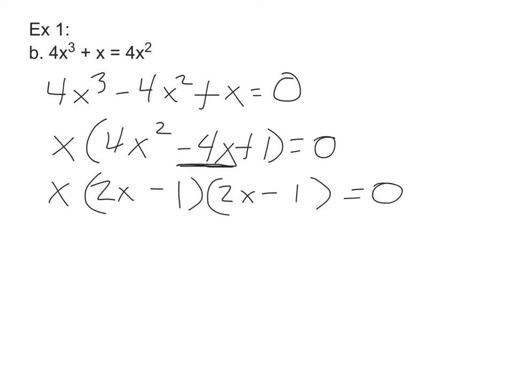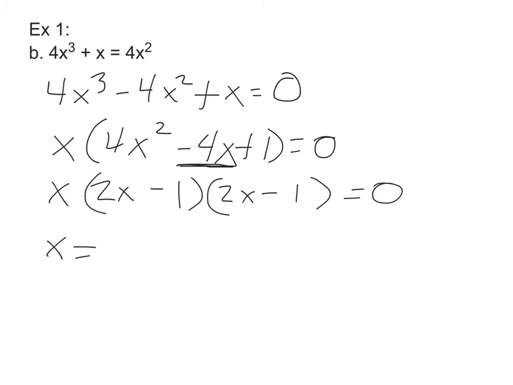We could check it by doing the FOIL. 2x times 2x is 4x squared. 2x times negative 1 is negative 2x. Negative 1 times 2x is negative 2x. Negative 2x and negative 2x gets us negative 4x. And then negative 1 times negative 1 gets us 1, so we're good.